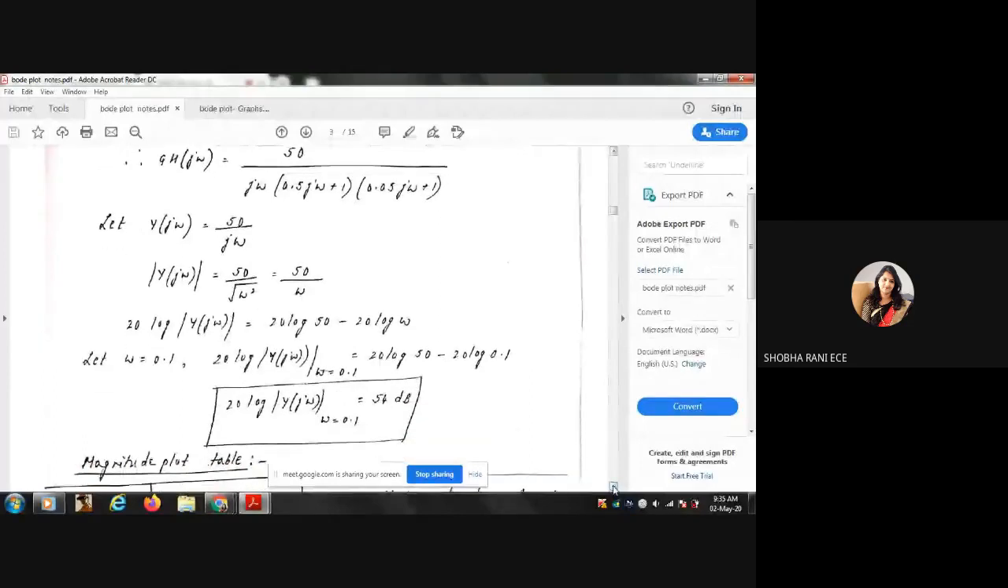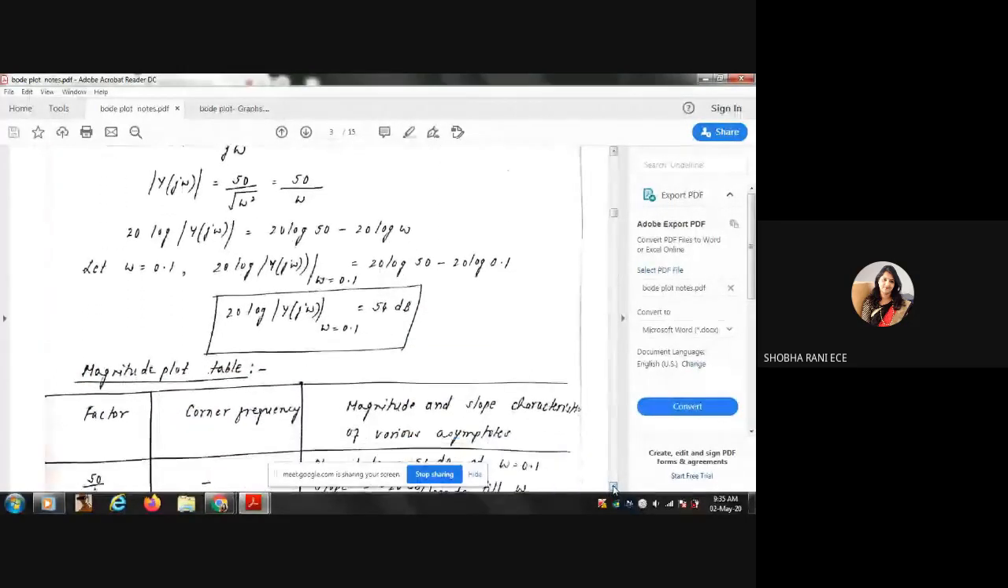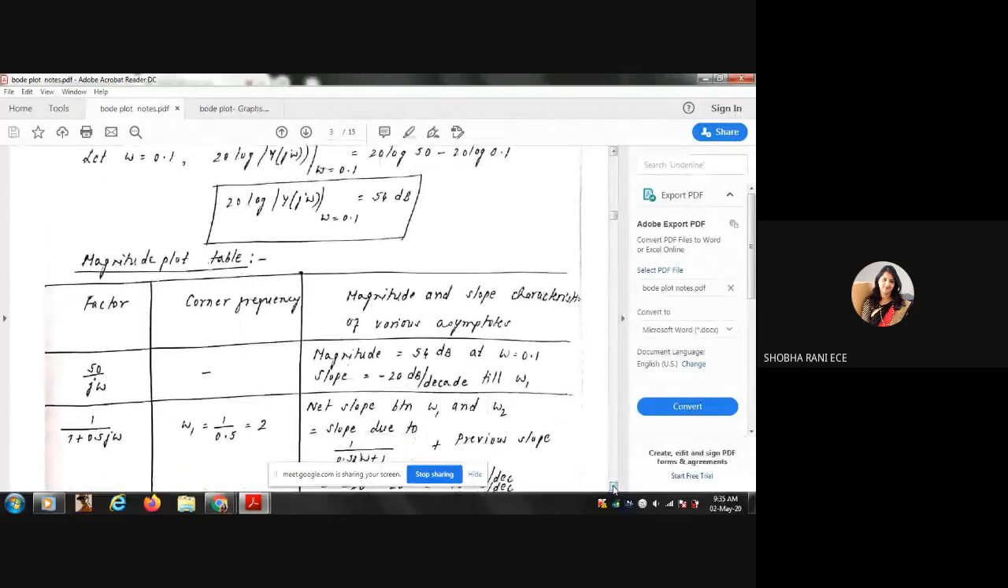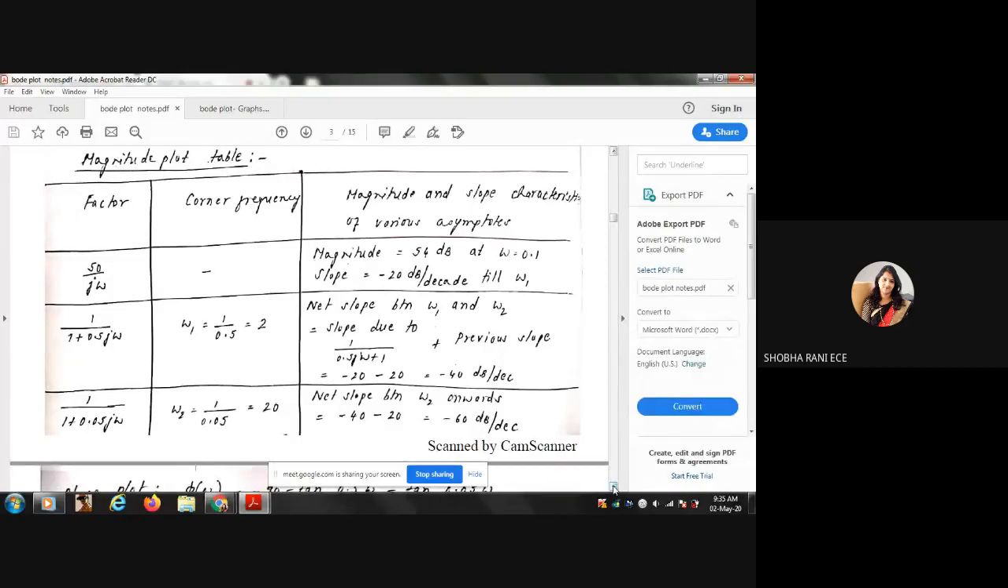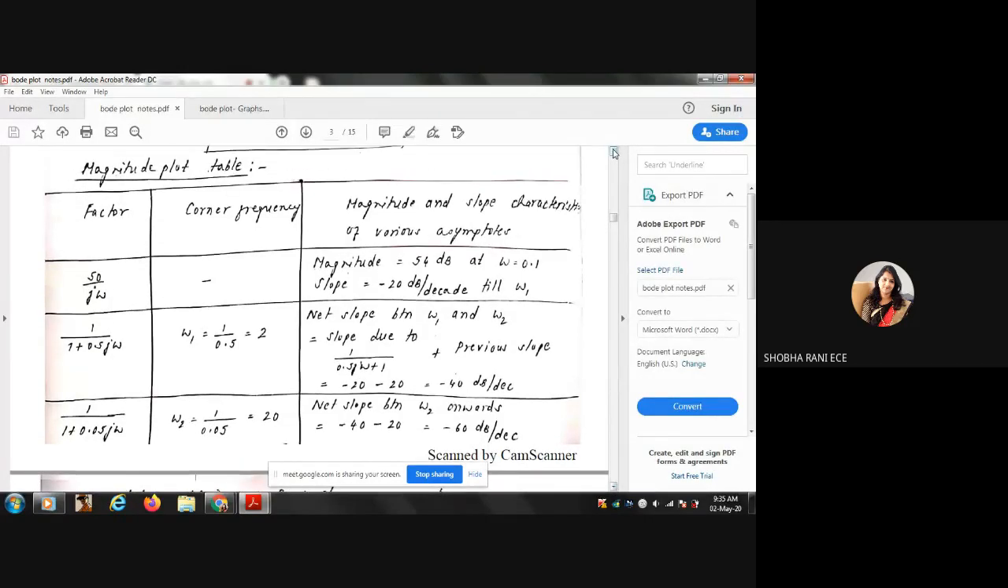Now we know how to prepare the magnitude plot table. So I'll just take you to the plot table that we have prepared earlier. This is the magnitude plot table which we have already prepared. Now just look into the plot here. We have three different factors here, and I have mentioned the corner frequencies. The corner frequencies we find are 20 and 2 here. The corner frequency is the frequency where the slope of the asymptote will change. In the plot, I will show you which is that corner frequency.